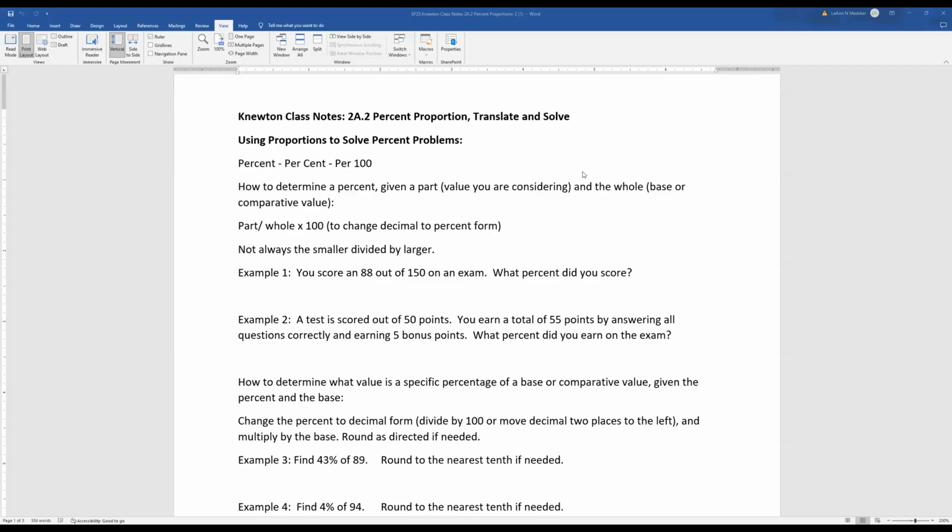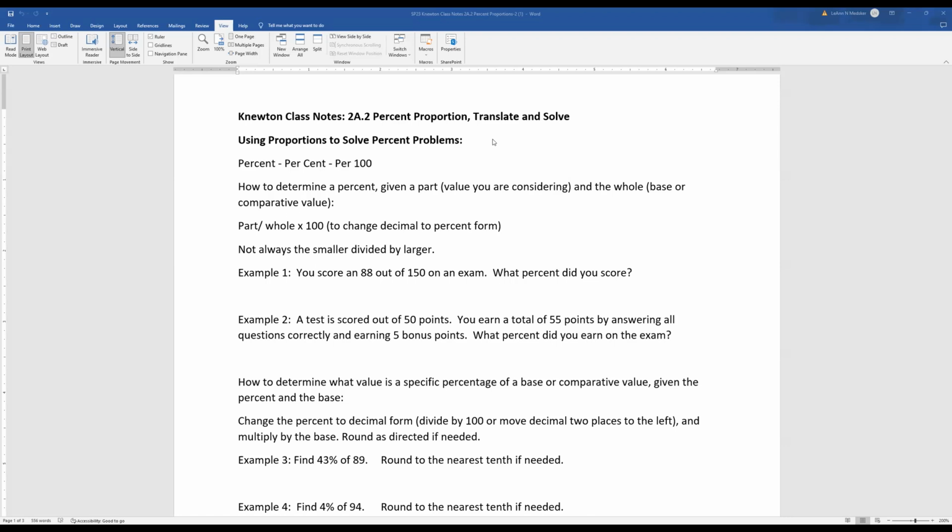All right, this is the video for 2A.2, percent proportions, translating and solving. So we are looking at how to use proportions to solve percent problems. To start this off, we need to talk about what percent actually means. If you think about a cent, there's 100 cents in a dollar. So percent we think of as per 100.